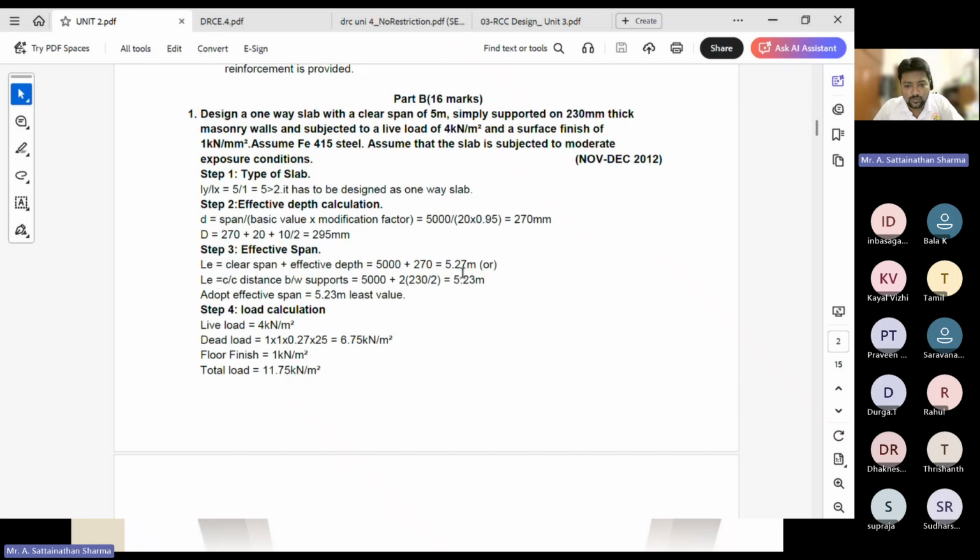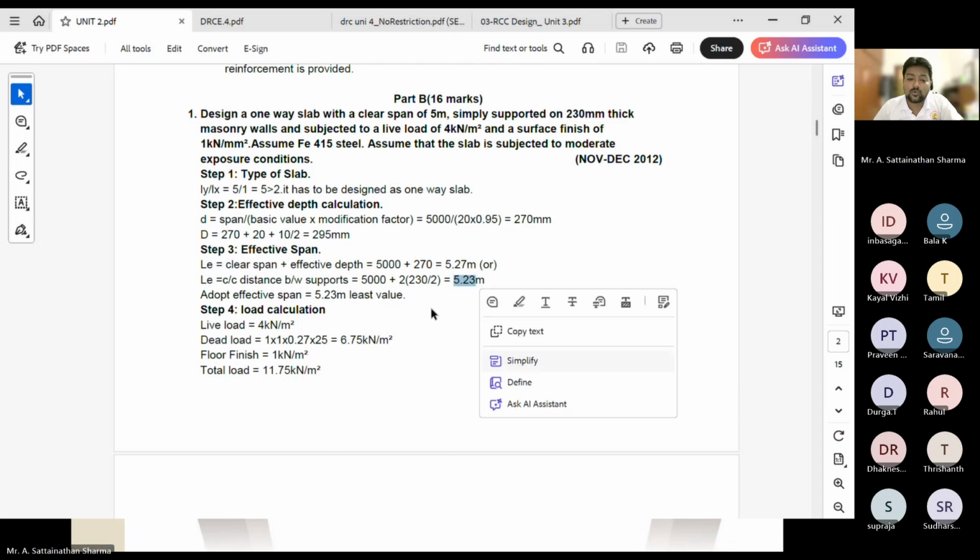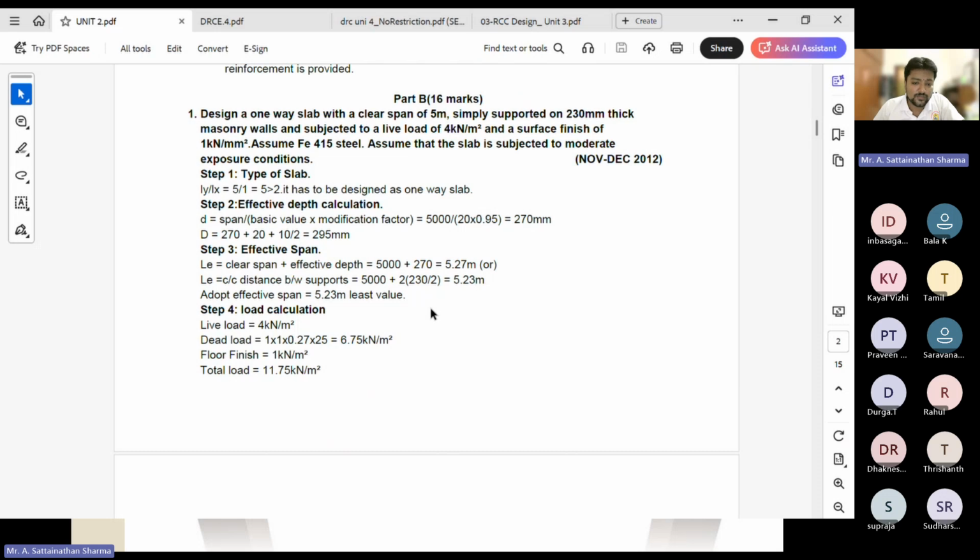I have two values, 5.27 and 5.23. So you will get a question, which one you have to choose? You have to choose the least value, that is 5.23. Why least? Why not higher? The higher the span, the higher the deflection will be. The lesser the span, the deflection will be less. That's the reason we choose the effective span as the least of the two values.